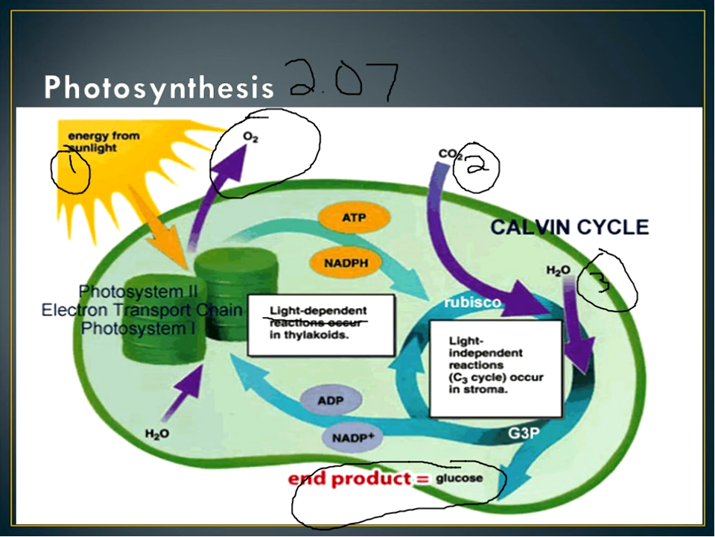So main thing, you got to know that for sure. Done by only plants, done by the chloroplast of the plant. The three things that go in, sunlight, carbon dioxide, and water. Two things that come out, oxygen and glucose. Oxygen comes out of light-dependent cycle, and glucose comes out of the light-independent cycle. That's all you need to know right there.